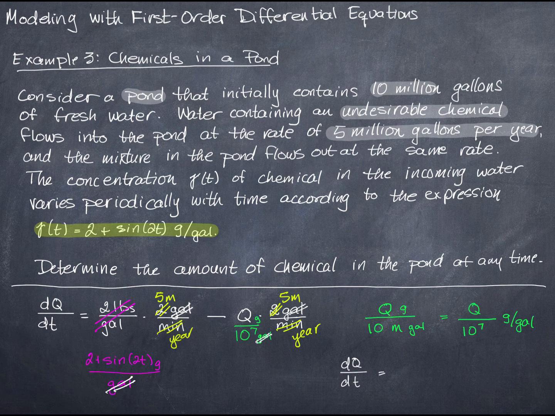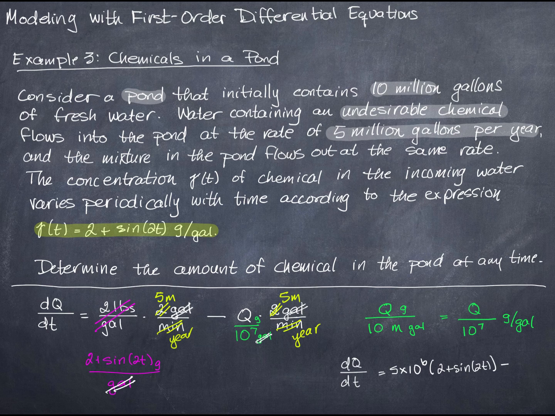So I have 5 million times this. Let's write that as 5 times 10 to the 6th. It looks like it doesn't need to be a fraction. I can move that down just a little bit. 5 times 10 to the 6th times 2 plus the sine of 2t minus Q over 10 to the 7th.